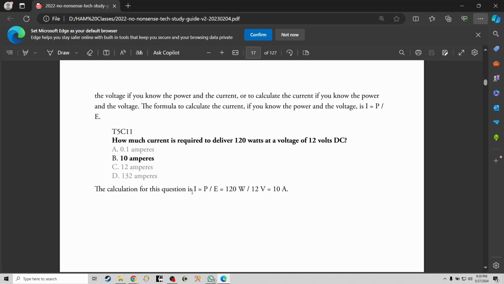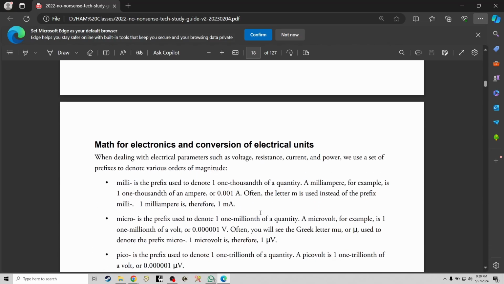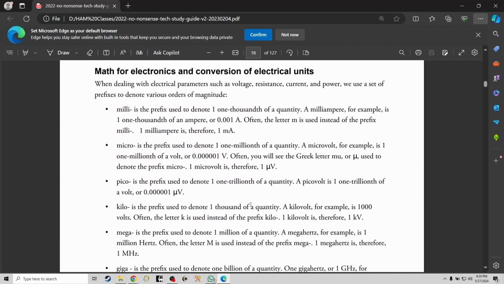So in here, we're kind of just flipping what we're looking for. We're looking for I this time. All right. So I equals P divided by E. And we got 120 watts at a voltage of 12 volts DC. So 120 watts divided by 12 is going to give you 10 amps. And you'll come across these kinds of questions a lot in the test.